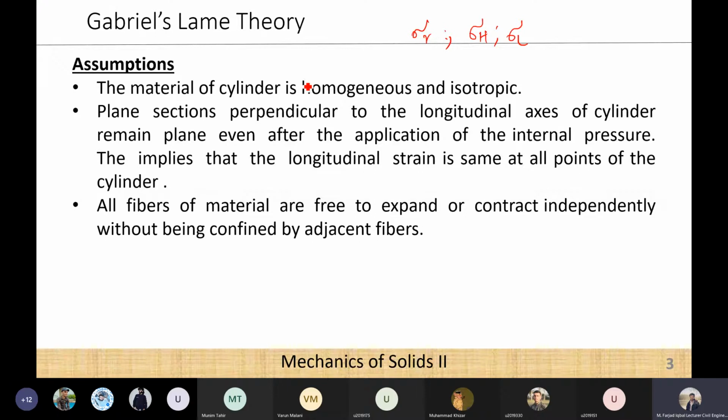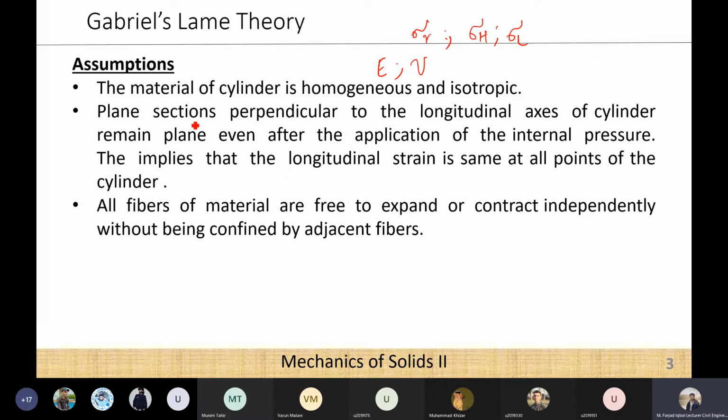So for this one, it was assumed initially that the material is homogeneous and isotropic. Now, what does this statement mean? That whatever the cylinder is, it has the same modulus of elasticity and Poisson's ratio, because these are material properties, and it has been assumed that the cylinder for which these calculations are valid has the same material throughout its entire length or cross section.